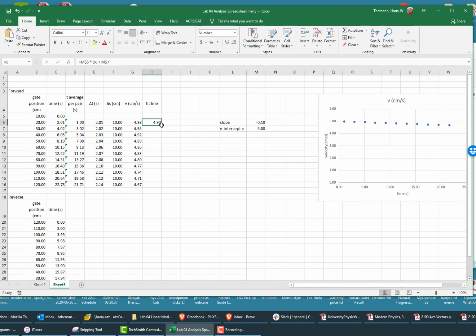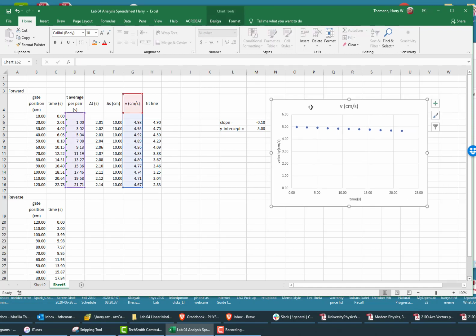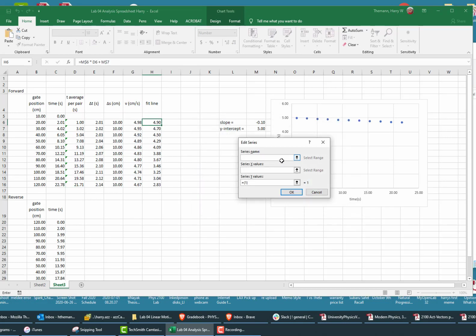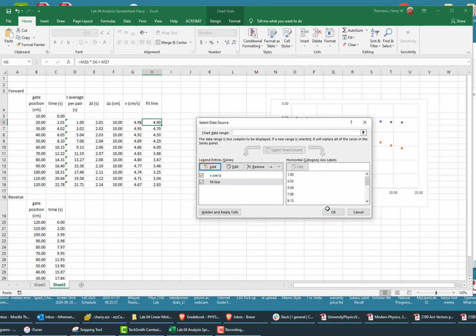Okay, so if I pull this down, let's see, M6, yep, and it's using the time over here. Nice. Okay, so now we want to select data series, data we want to add, and that's going to be our fit line. And our x values are going to be these times once again. And now the y values are this fit line we created. Say OK.